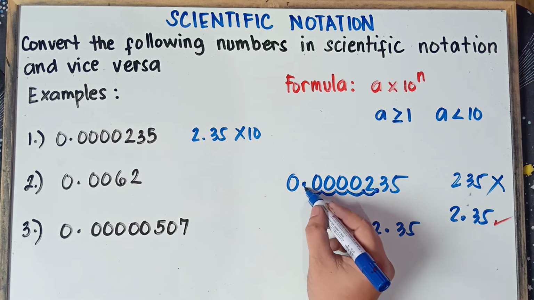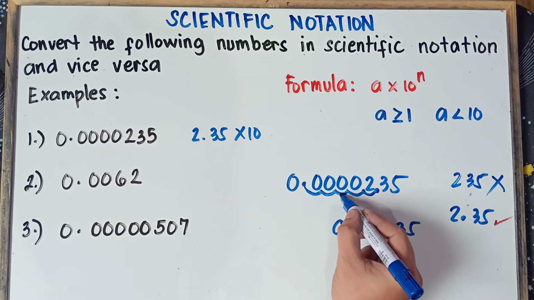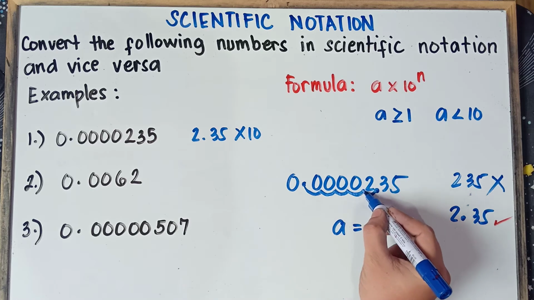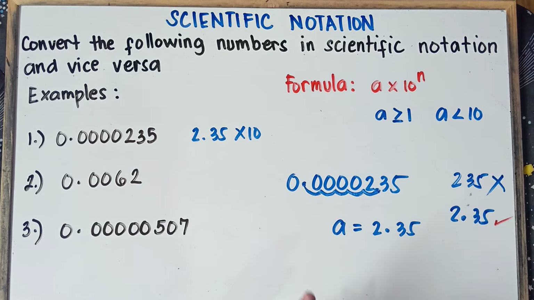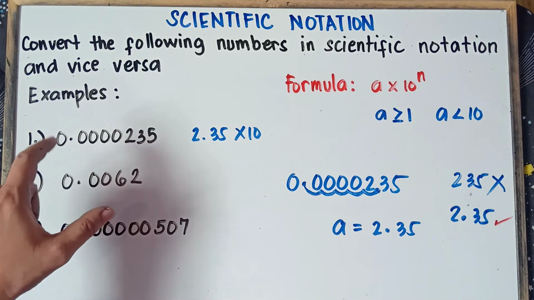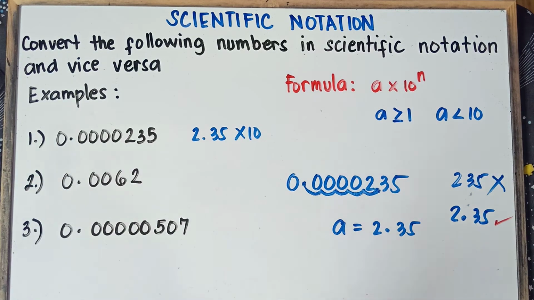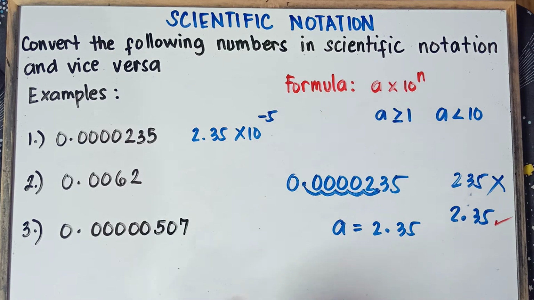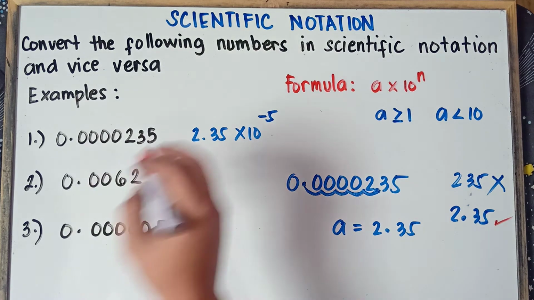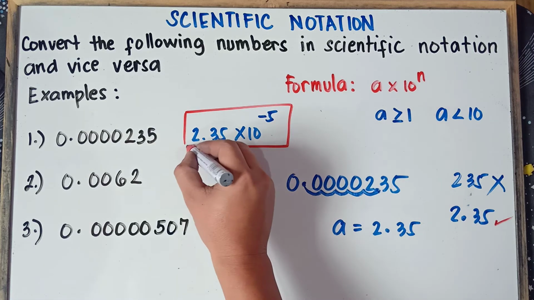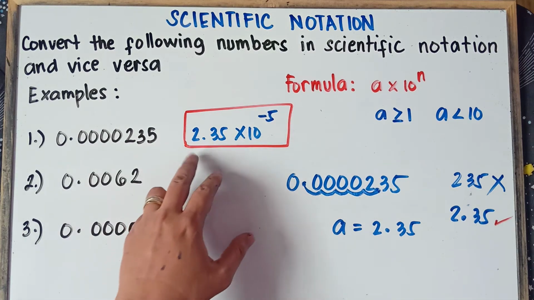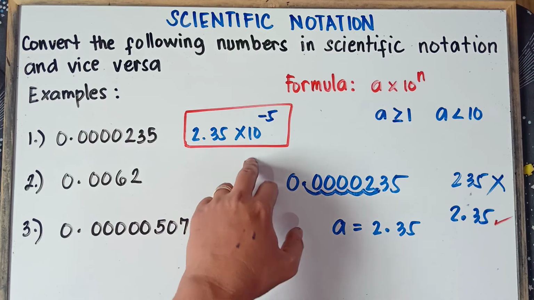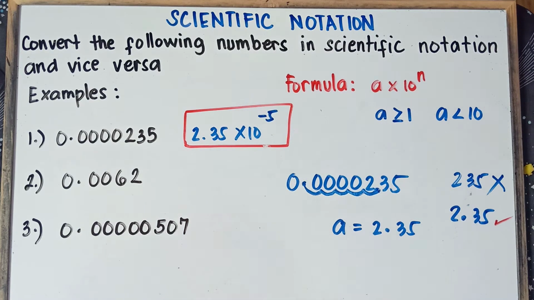Now n, class, just count the number of places you move from left to right. So let's count 1, 2, 3, 4, 5. So therefore, we move 5 times left to right. Now, since we are dealing with very small numbers, our n value, class, it should be negative. So therefore, this will be negative 5. That's it, class. That's the answer with regards to example number 1. So that would be 2.35 times 10 raised to the power of negative 5.